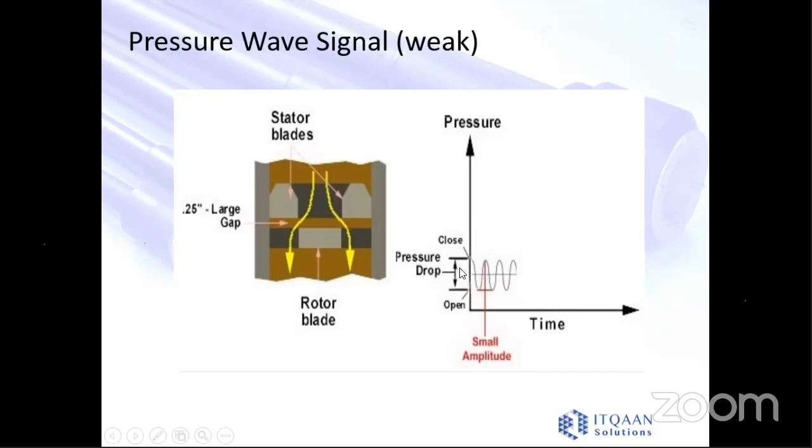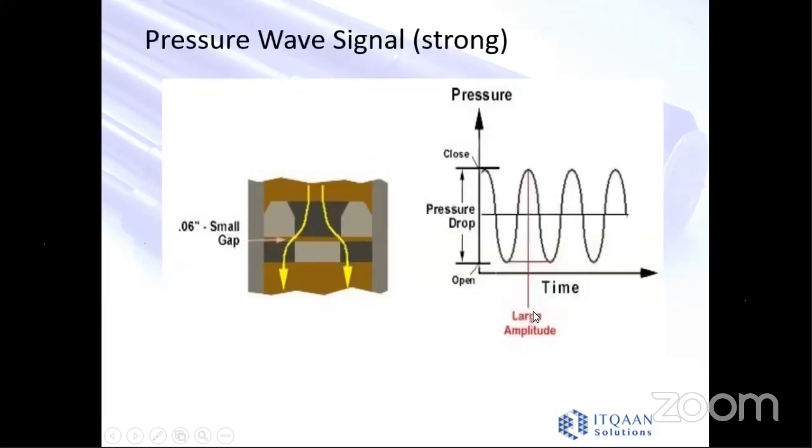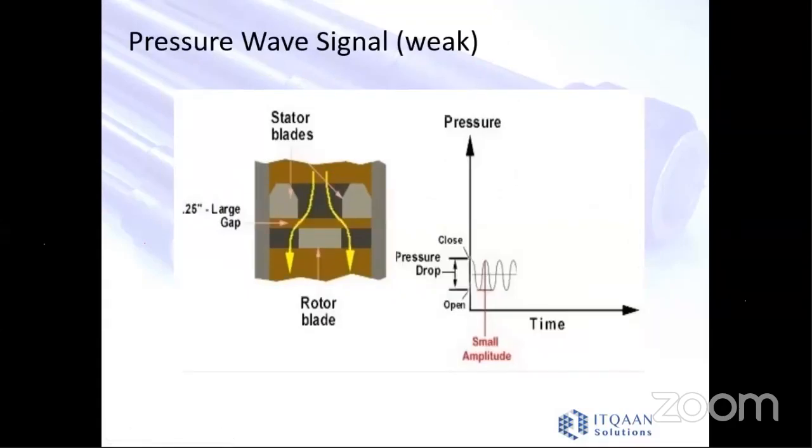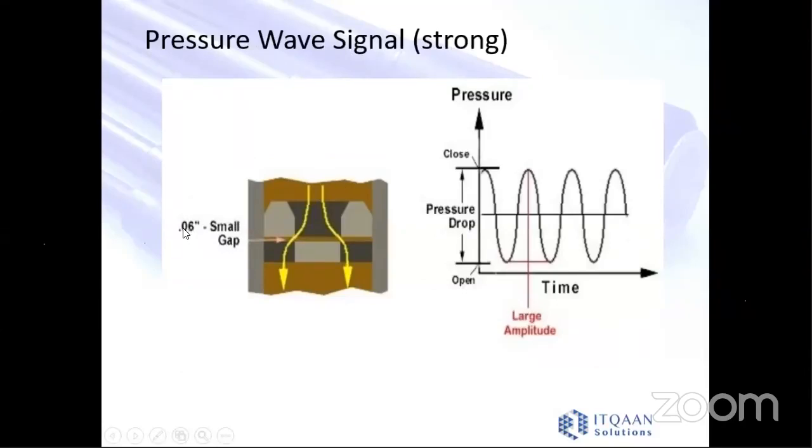Here, as we can see, we have a very low amplitude of the signal. In another example, the pressure wave signal is strong. So why is the signal strong here? Let's go back to the previous example. We have the gap. It's a very important factor when we are preparing the MWD for a certain job. We need to take into account the gap between rotor and stator, which is responsible for generating the signal. In this example, we have 0.25, a large gap. That's why we have a very low signal amplitude. If you look at the amplitude between closed and open position, it's very, very weak. In the second example, instead of 0.25, we have 0.06, a small gap. And in the graph, we have a very strong signal, showing a large amplitude.